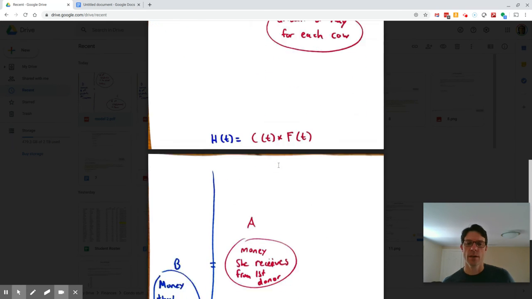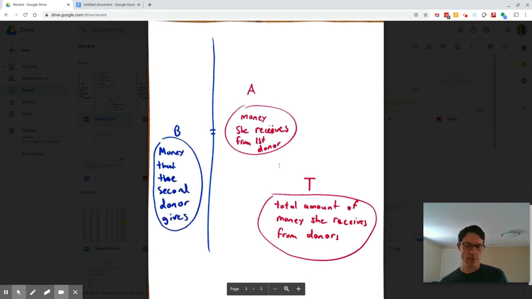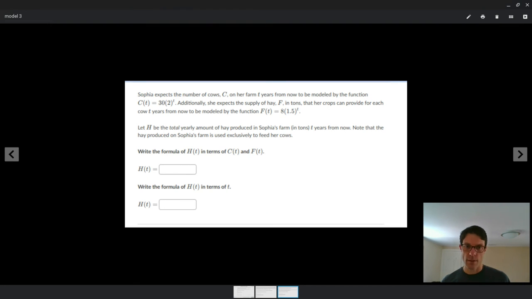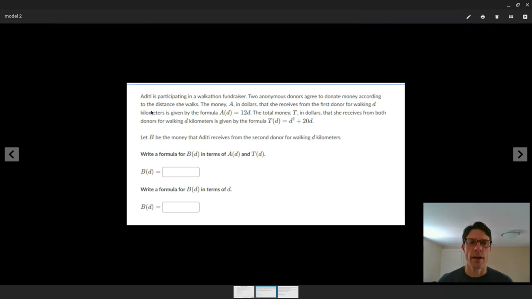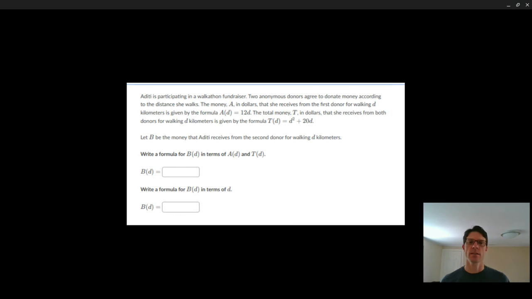Okay. Now here's this last one. Hopefully I have enough time to get through this last problem. There we go. Okay. Aditi is participating in a walkathon fundraiser. 2 anonymous donors agreed to donate money according to the distance she walks. The money A in dollars she receives from the first donor for walking D kilometers is given by this equation. The total money T in dollars she receives from both donors for walking D kilometers is given by this other equation. Now let B be the money Aditi receives from the second donor for walking D kilometers.